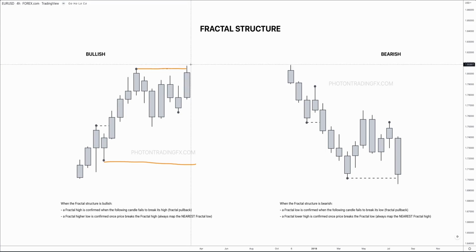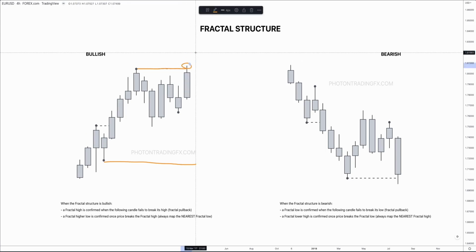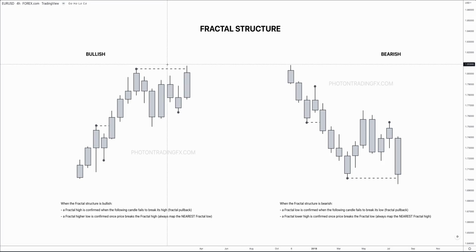So obviously, as we can see here, the high eventually breaks. Now with fractal structure, all we need to see is a wick break, okay? For basically everything else that we use, we want to see a candle body close, but we'll get into this in the other lessons with swing structure and internal structure. We want to see price actually close above the high or low. But with fractal structure, and this is a key point, fractal structure is the most aggressive type of structure break that we use in our trading.